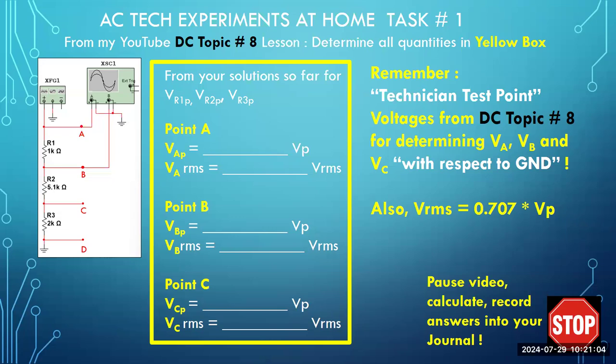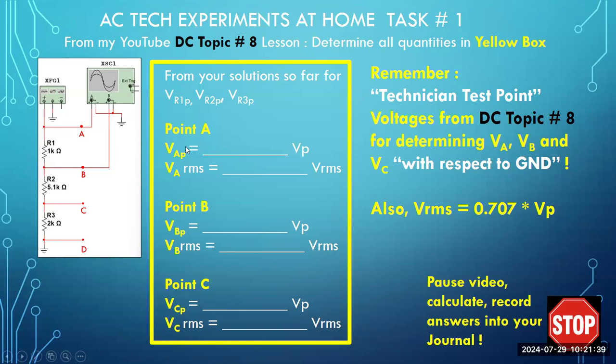So we are looking for, as the description says, remember technician test point voltages from DC topic number 8 for determining voltage VA, voltage at point A, voltage at point B, and voltage at point C. Now, in quotes, "with respect to ground" is a very common phrase that's used in the world of electronics engineering. And so get used to seeing that. We'll talk more about that as we describe what happens in the next slide.